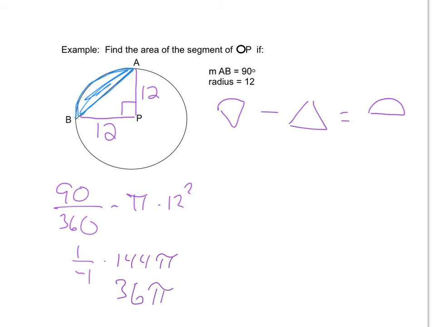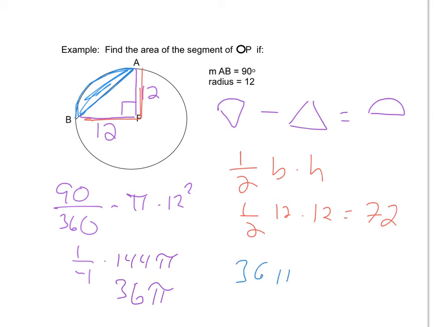I'm now going to subtract the area of my triangle, which is 1/2 base times height. 1/2 is 1/2. My base is 12, that's this guy right here. My height is also 12, that's that guy right there. 12 times 12 is 144. 1/2 of 144 is 72. So my area of my segment is going to be 36 pi minus 72. And there's my answer.